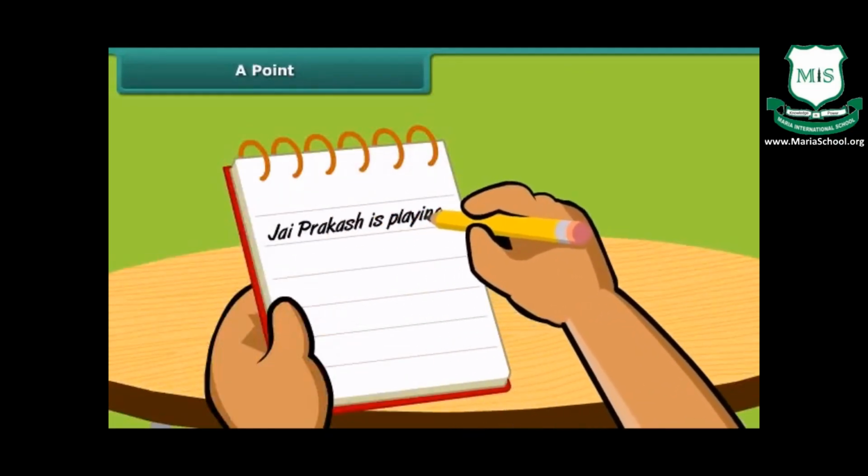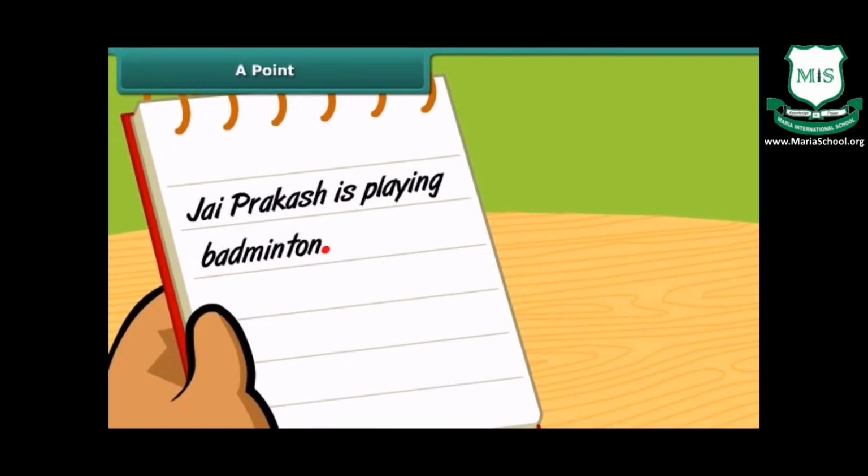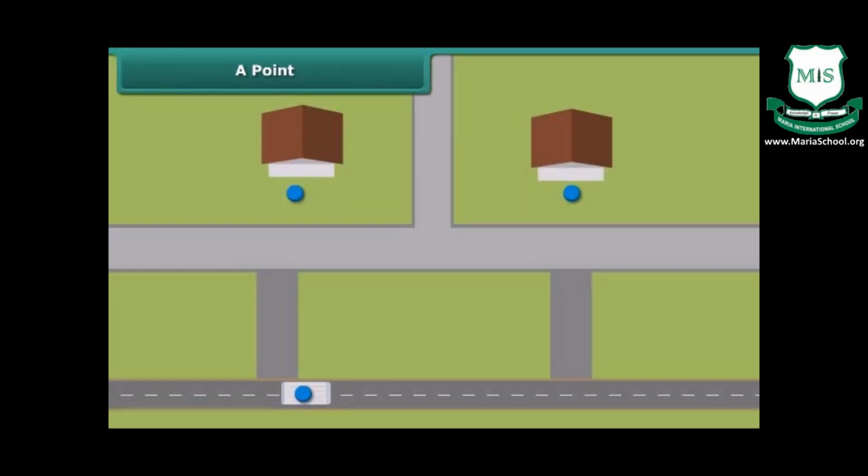A full stop at the end of a sentence denotes a complete sentence. The full stop is a point with dimensionless shape. The almost invisible tiny dot made by a sharp tip of a pencil is the nearest idea to the point. A point determines the location. It tells us about the position.